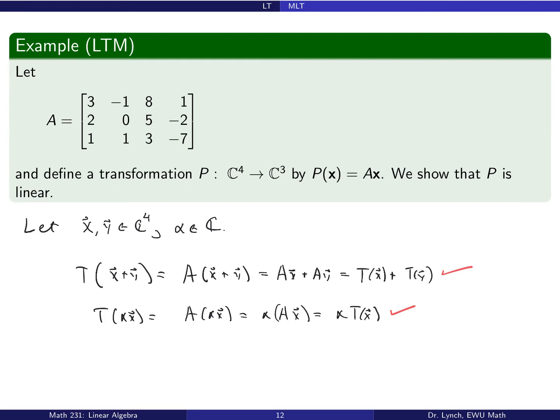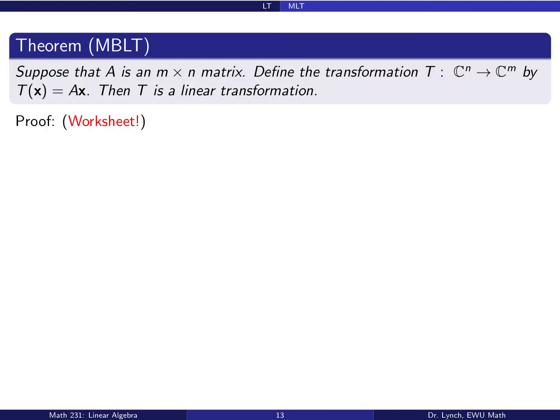This always works for any matrix A, and the proof is like what we just did before. So the take-home message here is that whenever we can express a transformation from Cn to Cm by matrix multiplication Ax, then that transformation is linear.